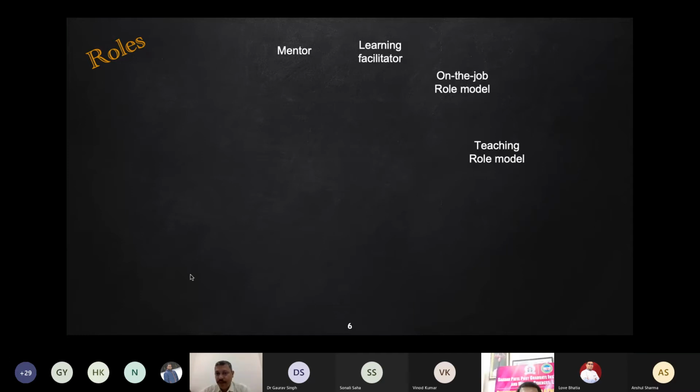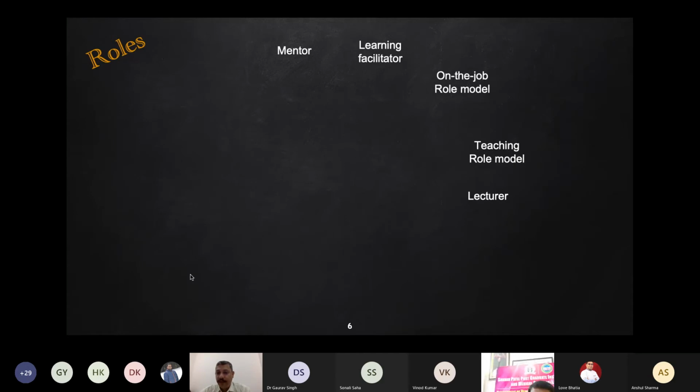On the job role model means when you work in the clinic, the postgraduate and undergraduate students look up to you as an excellent, good clinician. So you are a role model when you do your job. When you teach also, your morals, your ethics, your behavior, everything acts as a role model for the students.